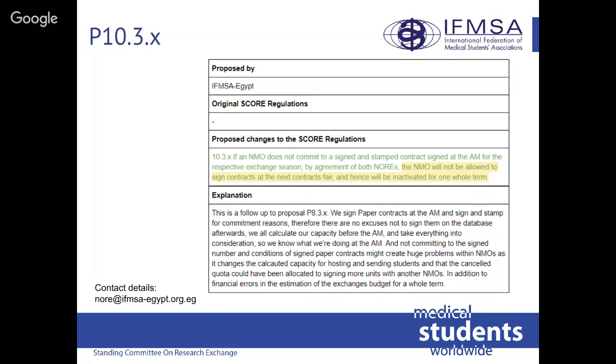If an NMO does not commit to a signed and stamped contract signed at the August meeting for the respective exchange season, by agreement of both NORIs, the NMO will not be allowed to sign contracts at the next contracts fair and hence will be inactivated for one whole term. And the explanation is exactly the same, so it just directly follows the previous one. Once again, if you have any questions, please send them to Amr and you see the email on screen.